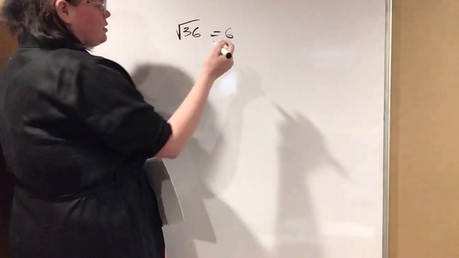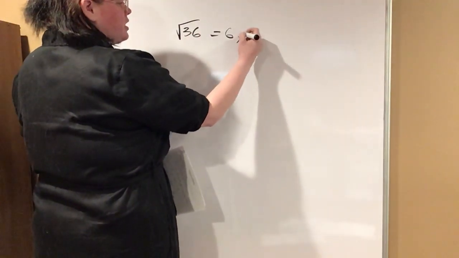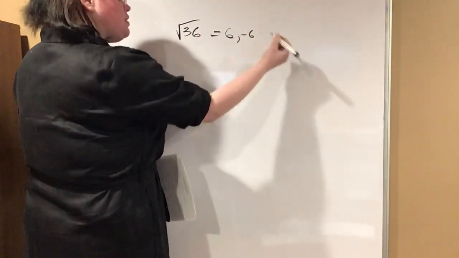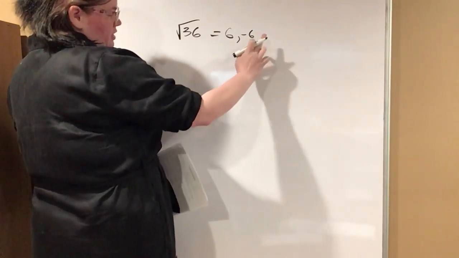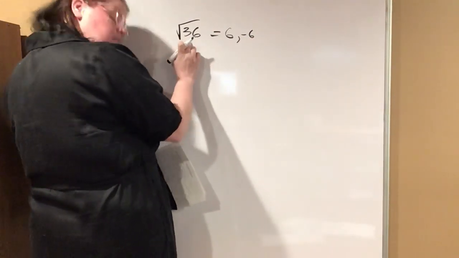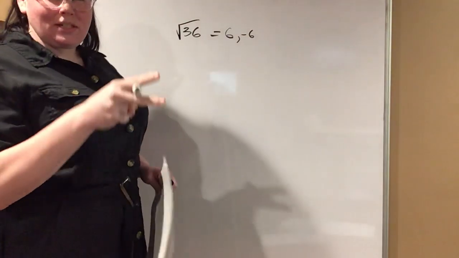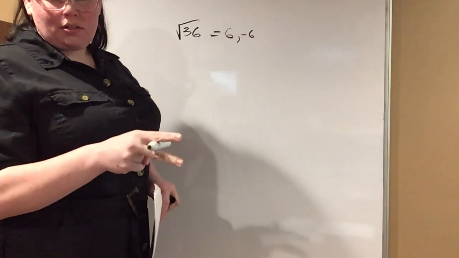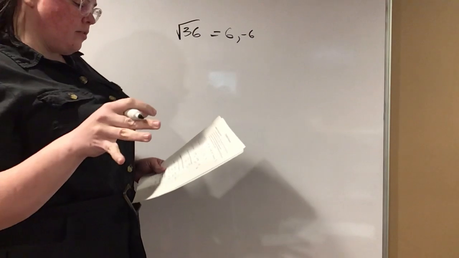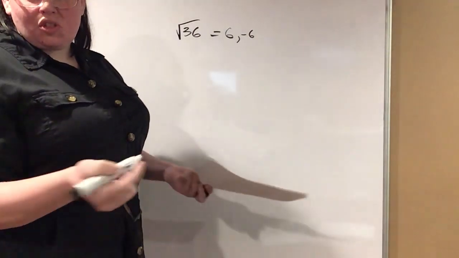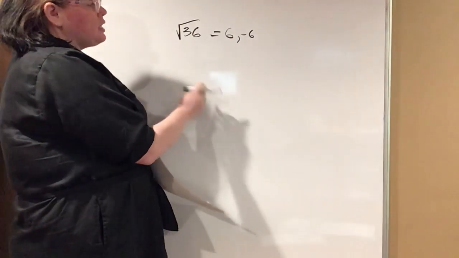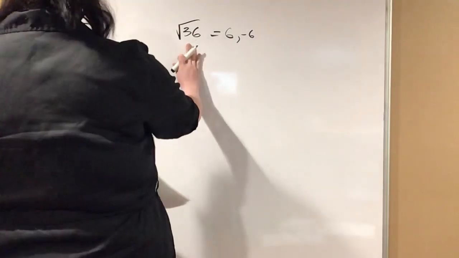It's actually 6 and negative 6, because 6 times 6 is 36, and negative 6 times negative 6 is also 36. So now we're dealing with two answers, because I taught you originally that there were not. There's just the one. But technically there's always two answers when you have something like this.